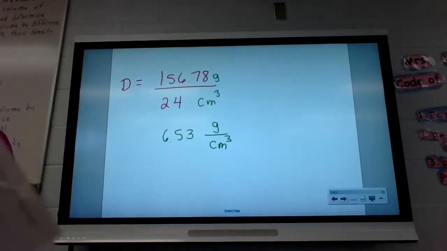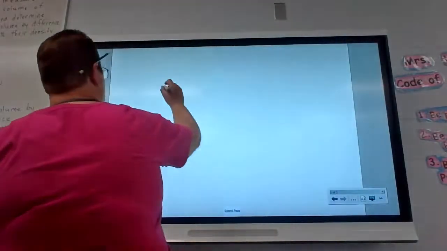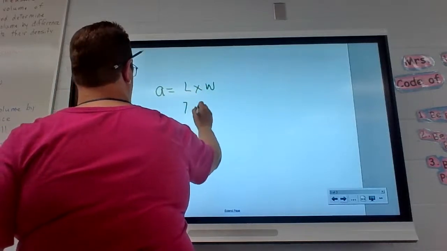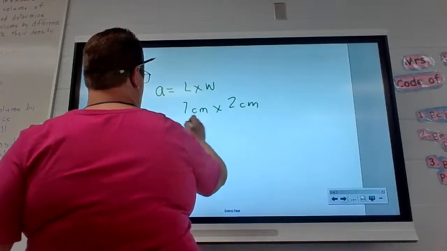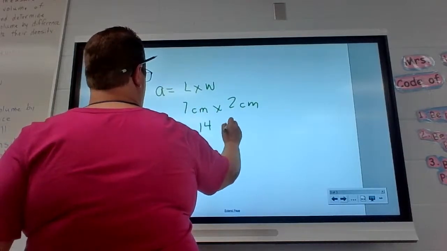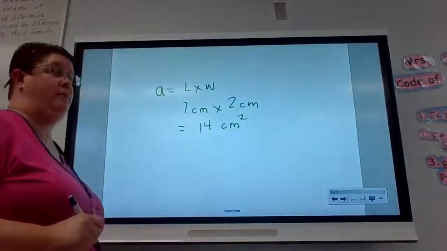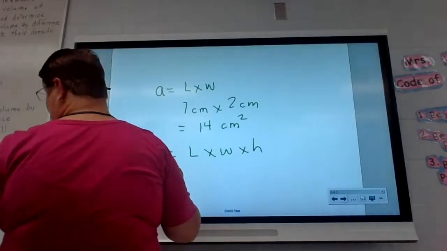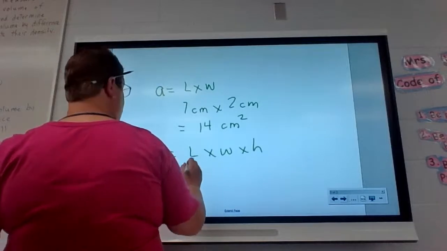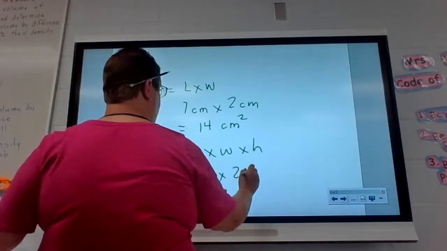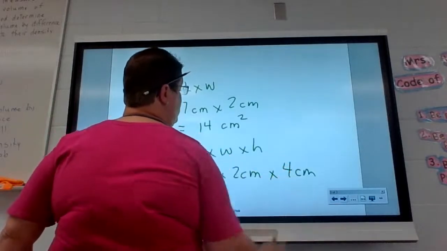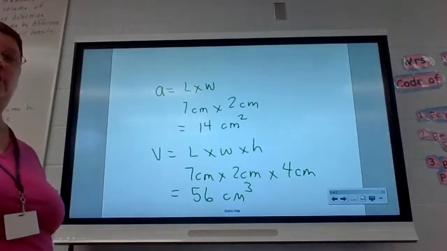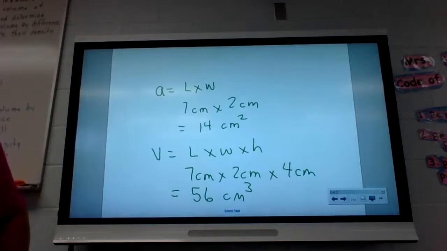I keep forgetting, I keep playing cube. Okay. Area is length times width. So we're multiplying 7 centimeters times 2 centimeters. A centimeter times a centimeter is centimeters squared. But when you do a volume, it's length times width times height. So that's 3 things, so that's why it's cubed. You have 7 centimeters by 2 centimeters by 4 centimeters. So that's why we got 56 and we have centimeters cubed, because there's 3 of them when you do volume. Does that make sense? Okay.